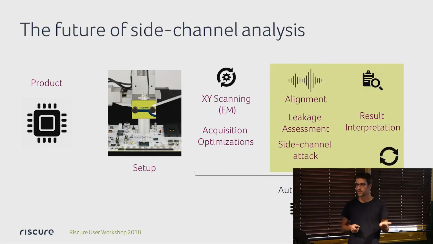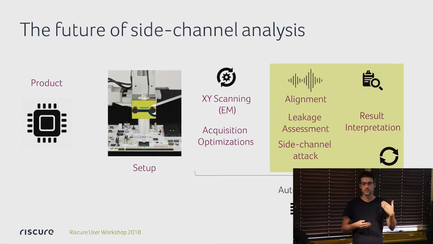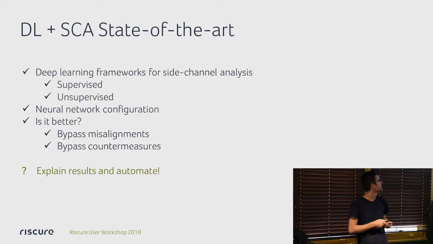However, what we are working on now is trying to verify how at least we can make the second part there more efficient: the part where you combine analysis and the result interpretation. How you can optimize and speed up this part even more with tools using deep learning, for instance. So the state of the art of deep learning plus side-channel analysis is something like this: we have frameworks today, not only for side-channel analysis, but a lot of frameworks that are really helpful in making deep learning practical and easy to work with.